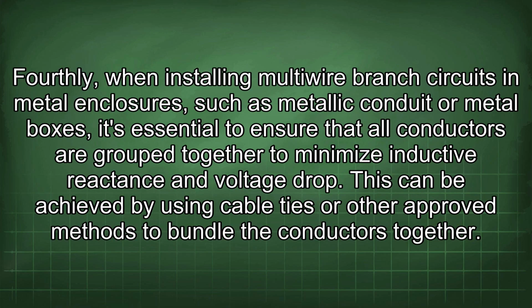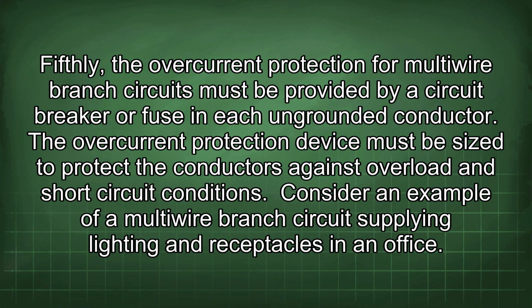Fourthly, when installing multiwire branch circuits in metal enclosures, such as metallic conduit or metal boxes, it's essential to ensure that all conductors are grouped together to minimize inductive reactance and voltage drop. This can be achieved by using cable ties or other approved methods to bundle the conductors together. Fifthly, the overcurrent protection for multiwire branch circuits must be provided by a circuit breaker or fuse in each ungrounded conductor. The overcurrent protection device must be sized to protect the conductors against overload in short-circuit conditions.